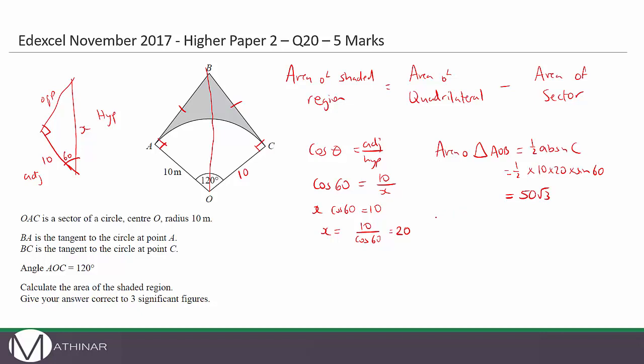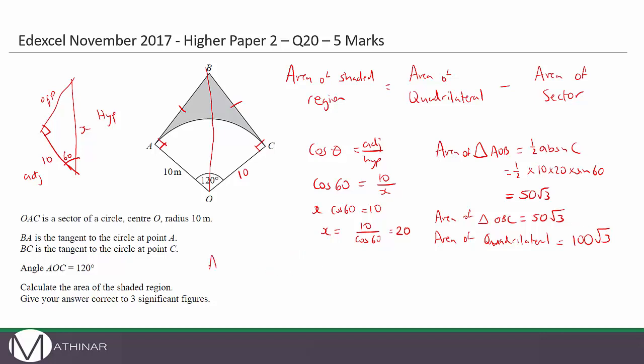Which means that the area of the other triangle, the area of triangle OBC, will be identical because it's a congruent triangle. So the area of our quadrilateral is 50 root 3 plus 50 root 3, so 100 square root 3.